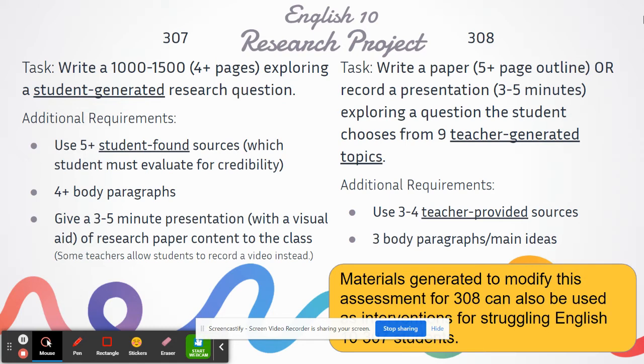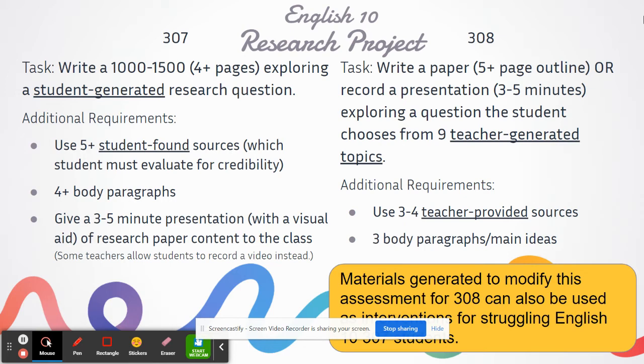So the other thing that's come out of me developing this modified project for my classes is that the materials that I've generated to modify this assessment for 308 can also be used as interventions for struggling students in other English 10 classes. So that has allowed them to have a lot of resources for RTI.